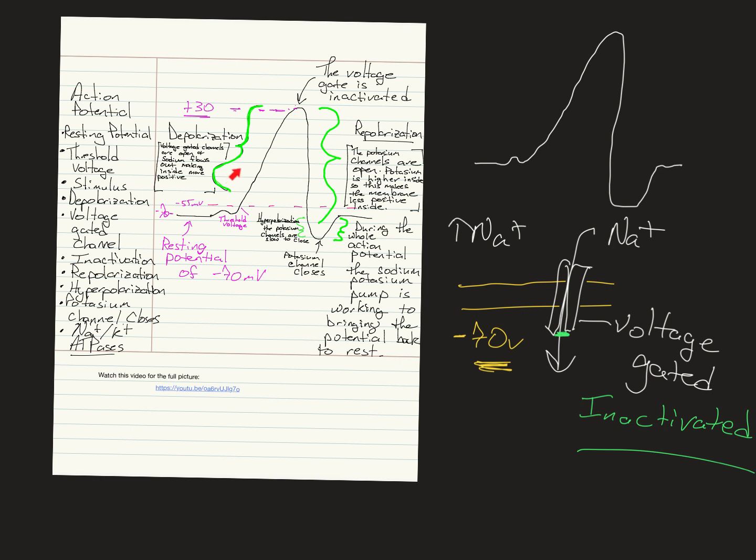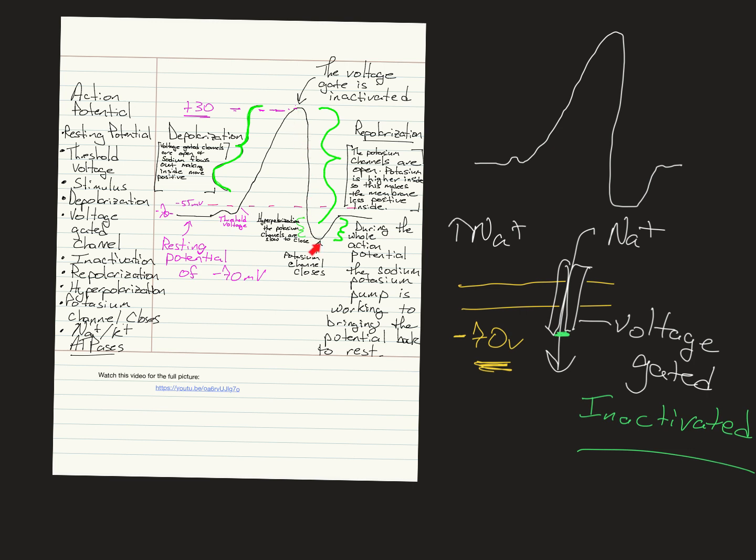So this is called depolarization because it's becoming less. This is becoming less negative. It's becoming less polar, right? There's less of a difference between inside and outside as all this sodium rushes in. Then this is the inactivation of the voltage gated channel. So this voltage gated channel gets inactivated because it becomes too positive.